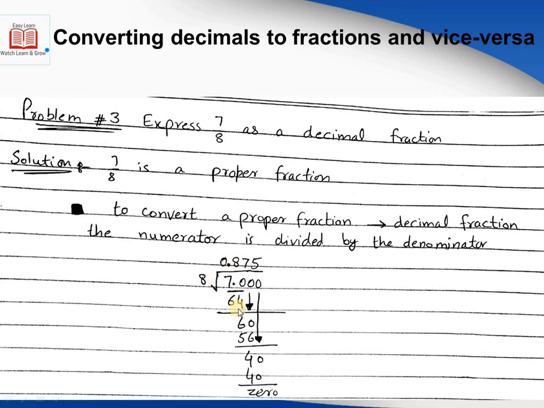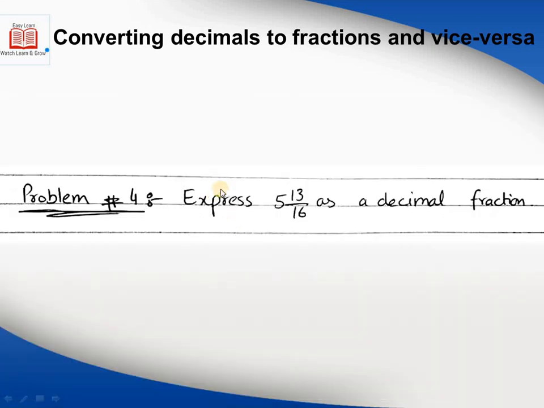8 into 8, that is 64. This is the maximum that we can obtain. 8 into 9 is 72, which we cannot use because the answer would go negative when subtracting. So the maximum is 8 into 8, 64, and the remainder is 6. Append 0 from here, then 8 into 7 is 56, and the remainder is 4. 8 into 5 is 40, complete with 0, and this is the answer 0.875. This is the answer for 7 by 8.